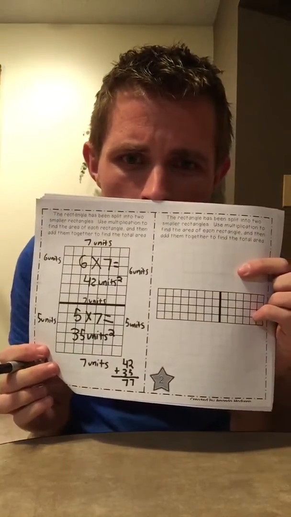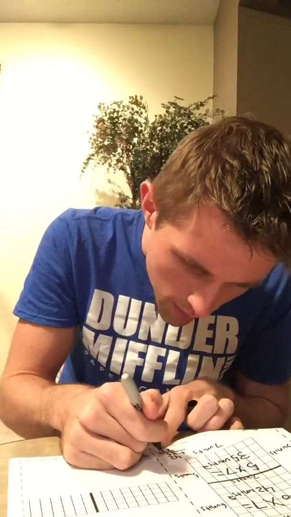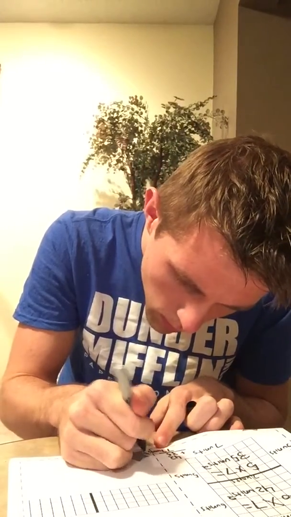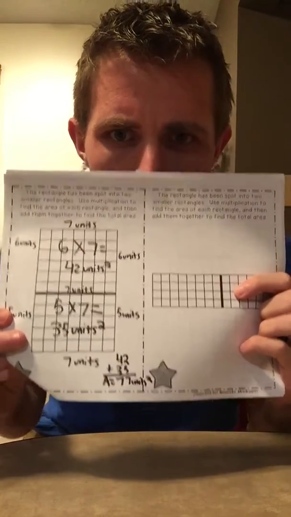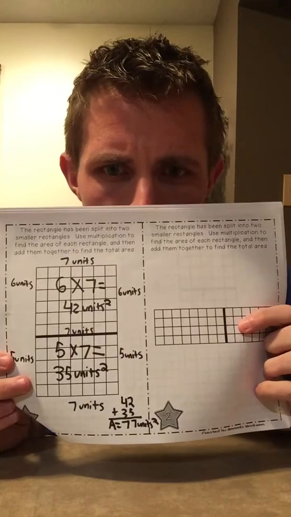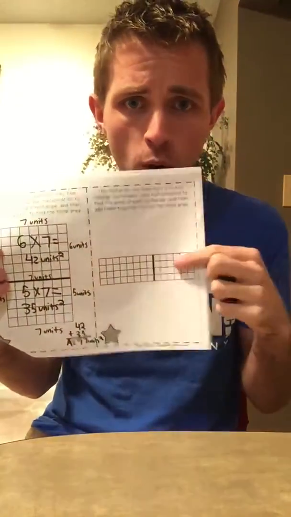2 plus 5 is 7. 40 plus 30 is 70. So 77. 77 what? Can I just put 77? No, I have to put 77 units squared. And I'm going to put A equals down here. Area equals 77 units squared. We got that? Okay.